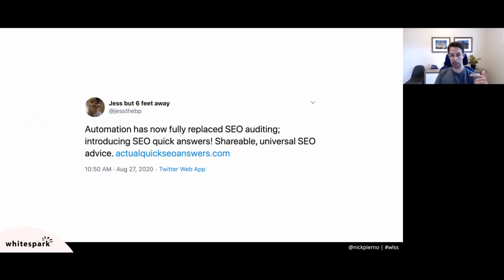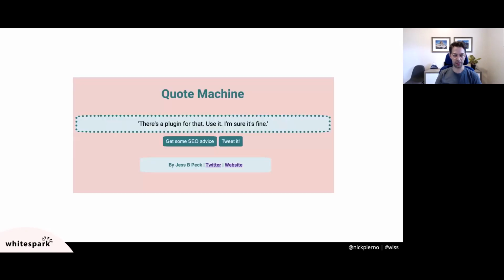I was actually just finishing this slide deck up when I saw this tweet claiming that automation has now fully replaced SEO auditing, so bad timing for me, I guess. Apparently you can just hit up actualquickseoanswers.com instead of sitting through this whole thing. I think I'll wait until the AI matures a bit more, personally.